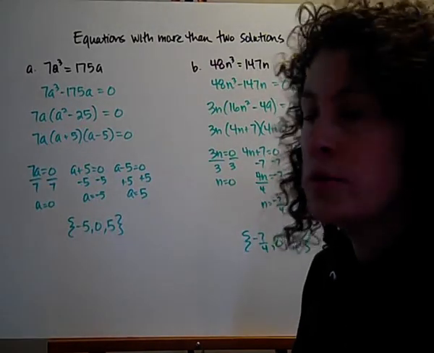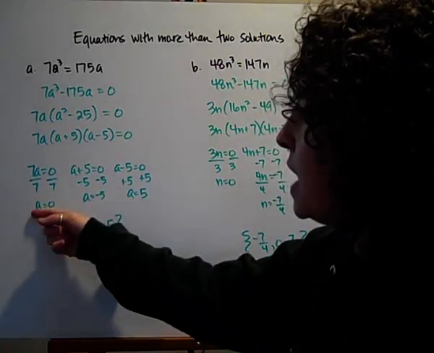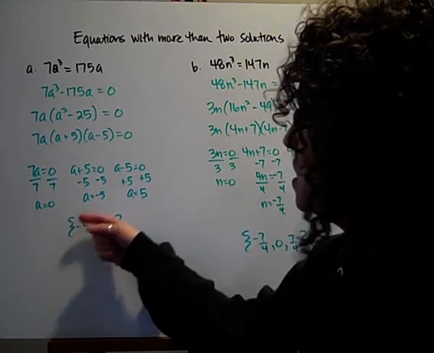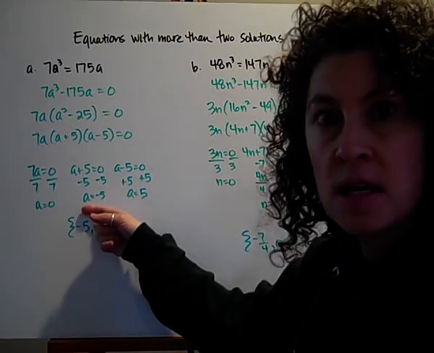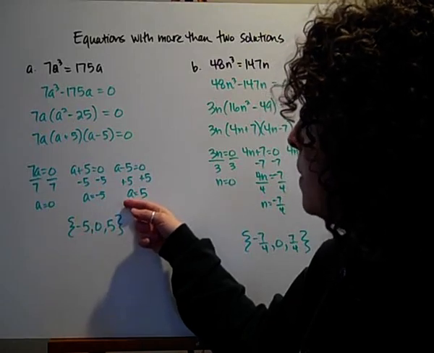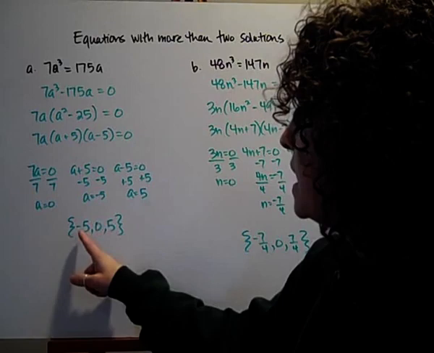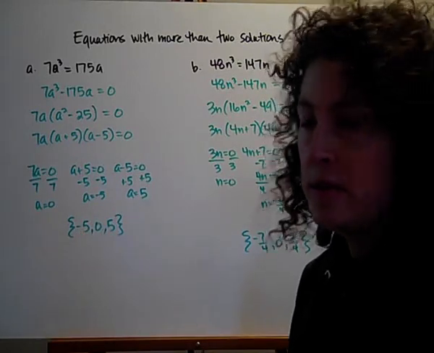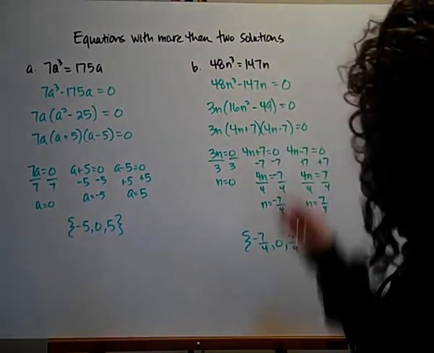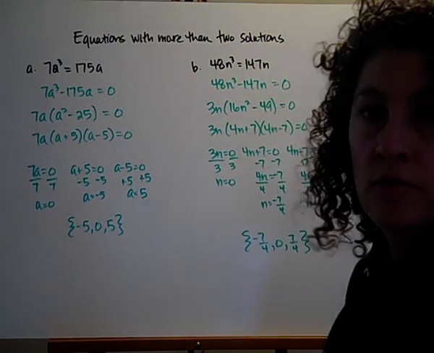I'm going to set each one equal to 0, and I end up with a equals 0 as one solution, a equals negative 5 as a second solution, and a equals positive 5 as a third solution. So I actually do have 3 solutions here, negative 5, 0, and positive 5. Let's do one more. 48n cubed equals 147.